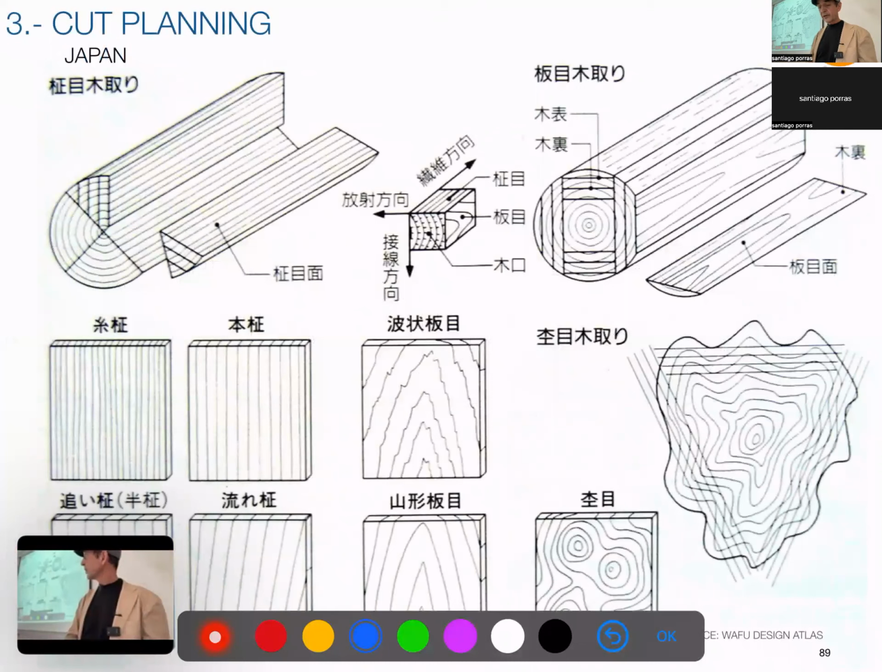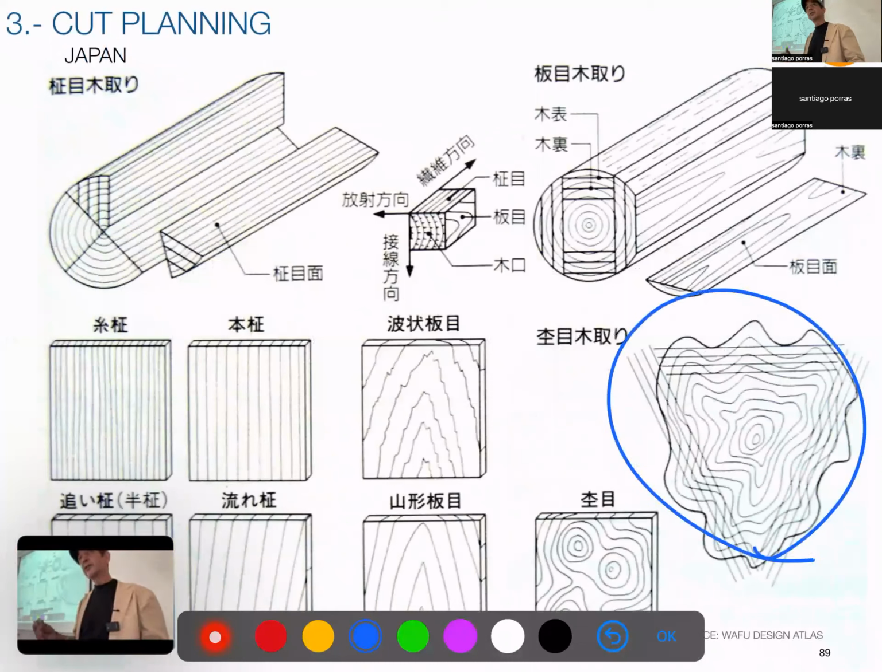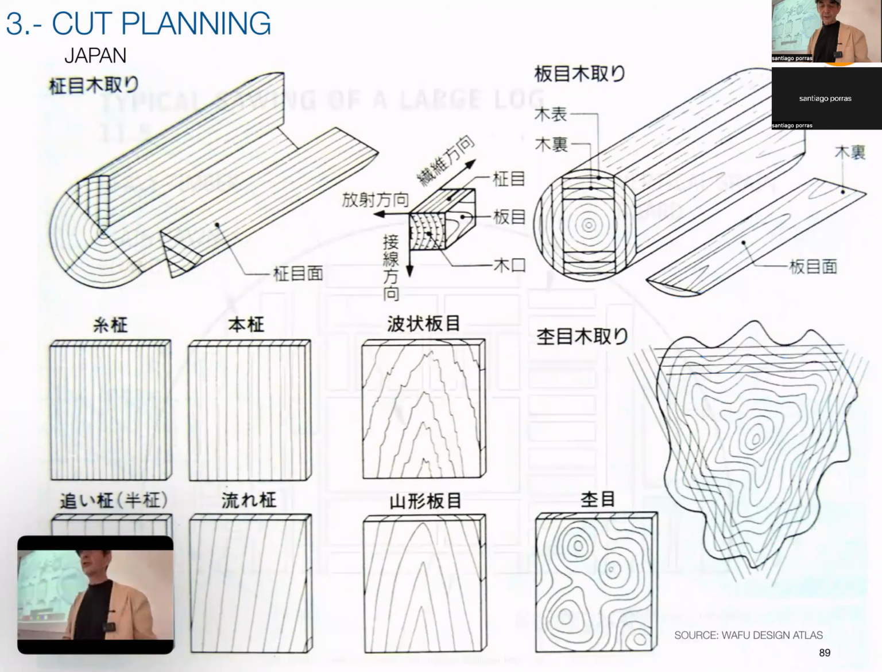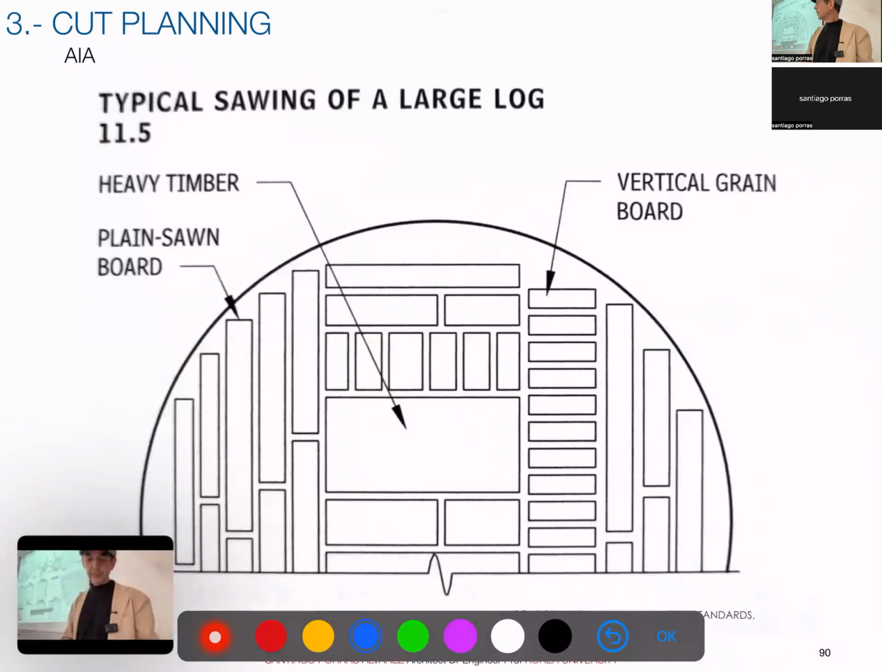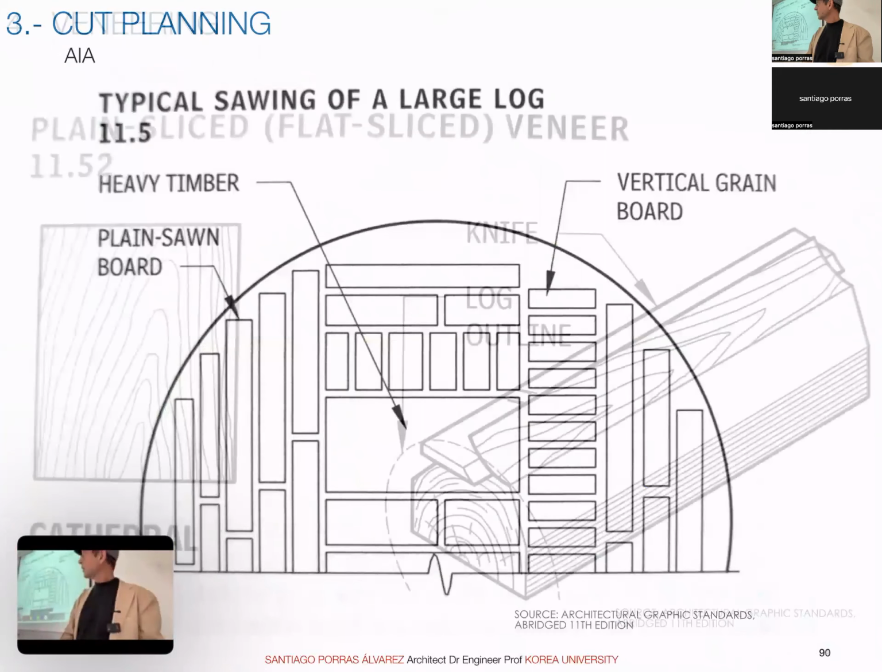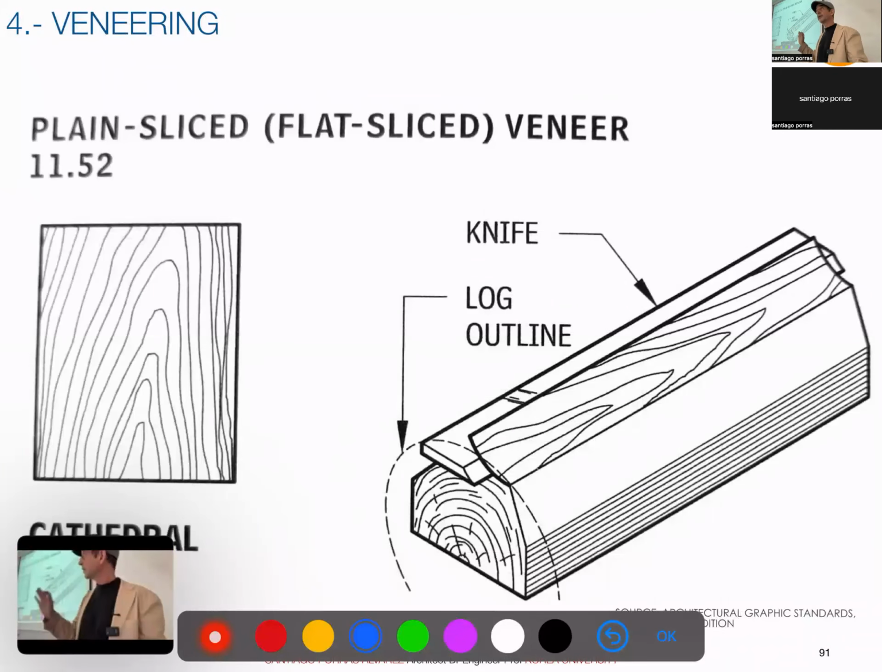Of course, sometimes very irregular trees like a yew have a very unique texture. So the cut is just to have most of this kind of drawing, this very unique texture, in the cut, right? It's more for decoration purposes than structure purposes. And this is from the American standards.